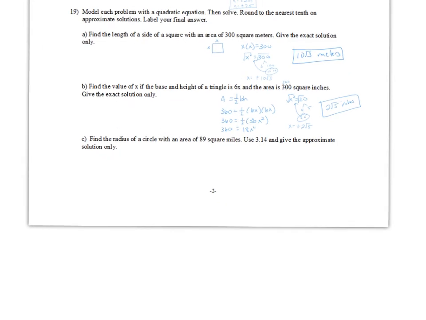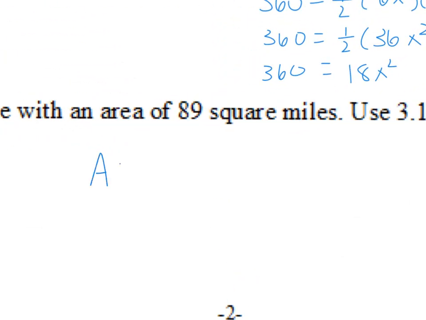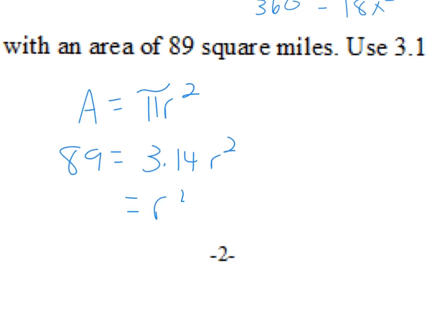Okay, on the last one here, we've got a circle. So we know a circle's area equals pi r squared. So my area is 89. For pi, we're told to use 3.14, and we're going to find r squared. So now I'm going to take 89 and divide by 3.14. Okay, so I get r squared equals, let's see, 28.3439-ish. So now I'm going to go ahead and square root both sides here.